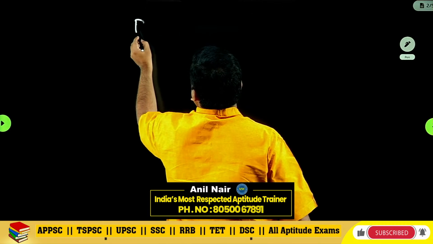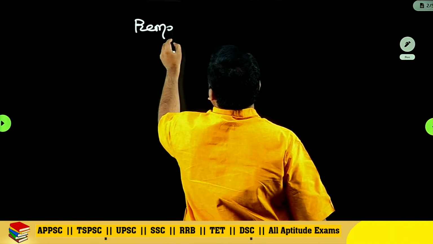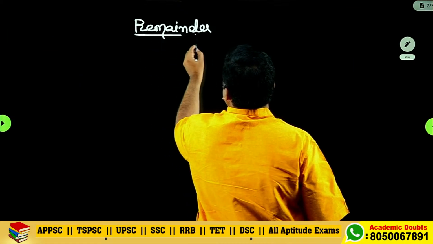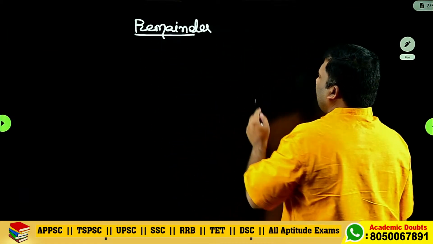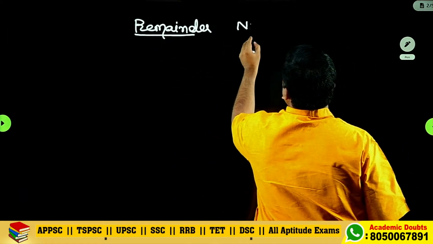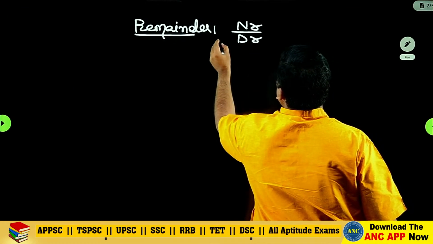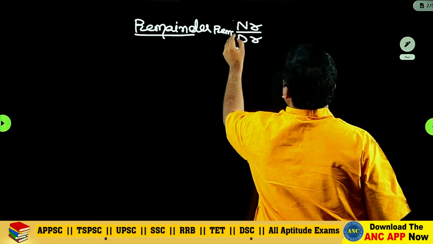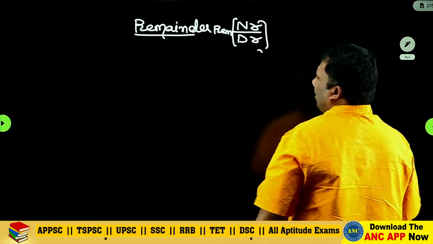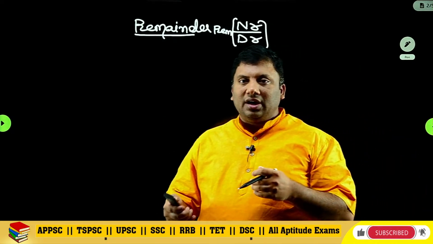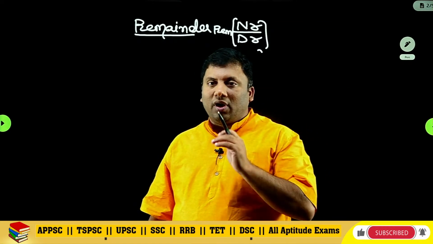A natural number is divided by another natural number in a fraction, numerator divided by denominator. What is left over? All the problems will be of this model. A numerator is divided by a denominator. What will be the remainder? What is remaining?